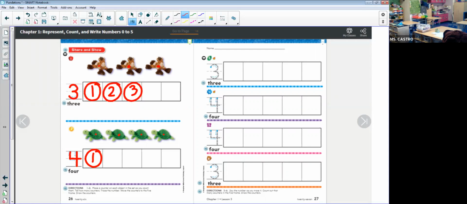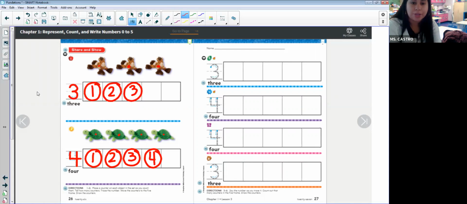Now I'm going to show you how to make 4 in the 5 frame. 1, 2, 3, 4. Okay, so today we're learning how to represent the numbers 3 and 4, and we're practicing using the 5 frames, okay? So I'll give you a few seconds to finish that up, and then we're going to continue on to the next page.